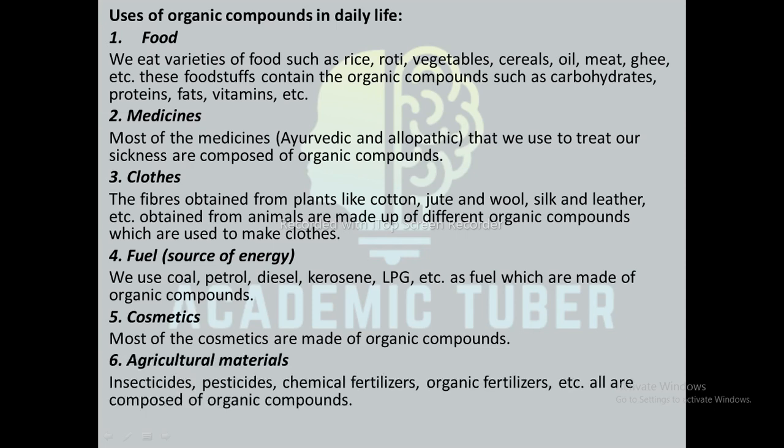Agriculture materials. Different kinds of organic pesticides and chemical fertilizers like urea, vitamins, compost manure, etc. contain organic compounds. Their use in the fields helps to control the pests and insects, leading to increase in the fertility of soil and productivity of crops.